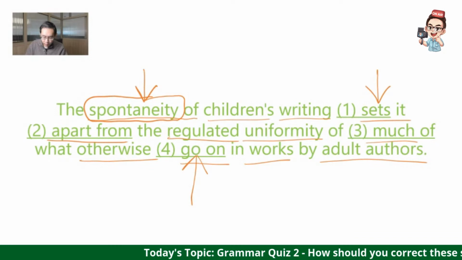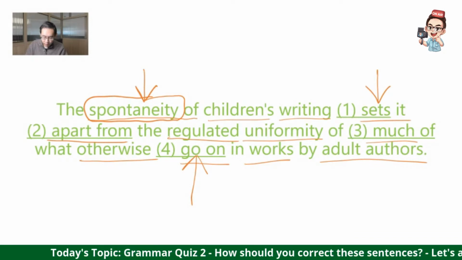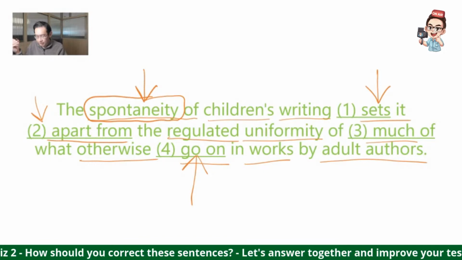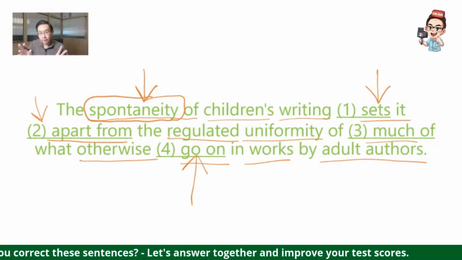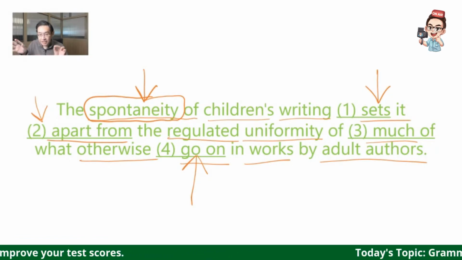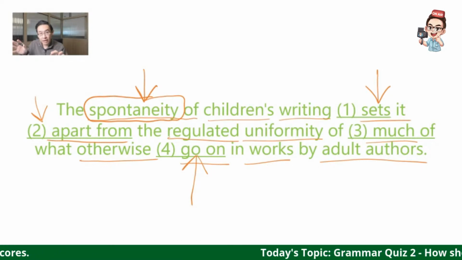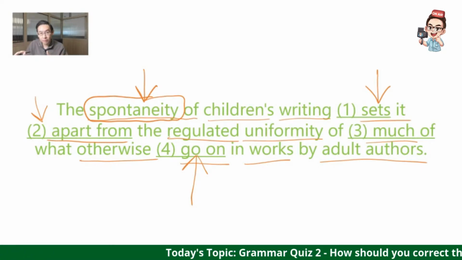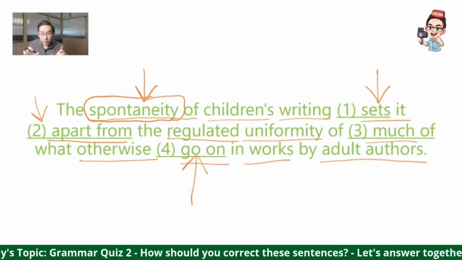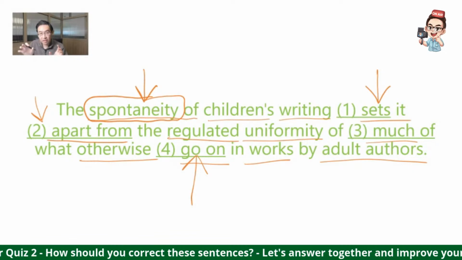And what about number 2? Is it okay? Number 2 is also okay because it's like word collocation, words which we normally use together. So if something is set apart from, it means that thing is different from something. So apart from, these 2 words are normally used together. So this is actually okay.